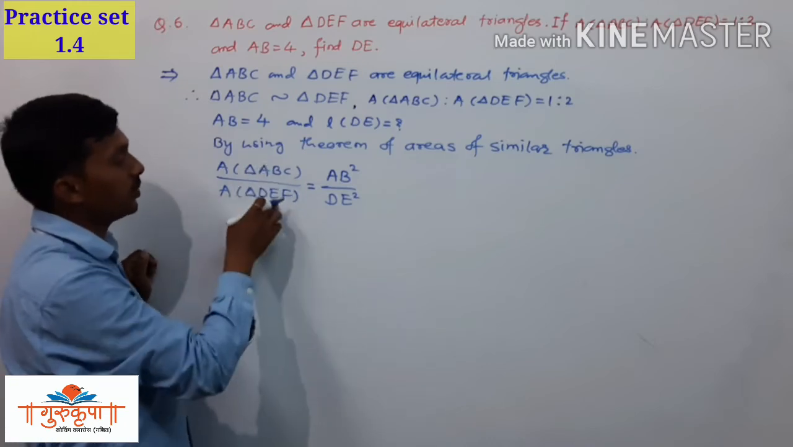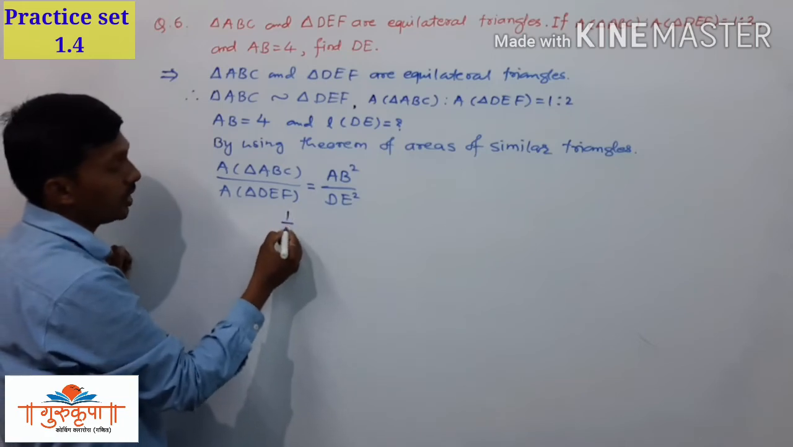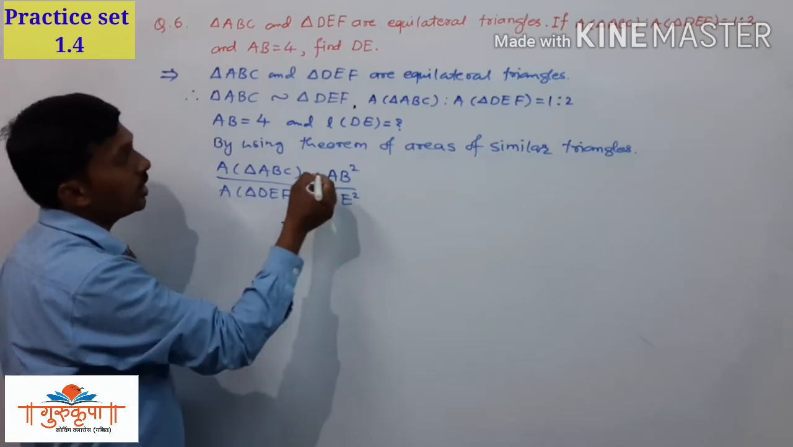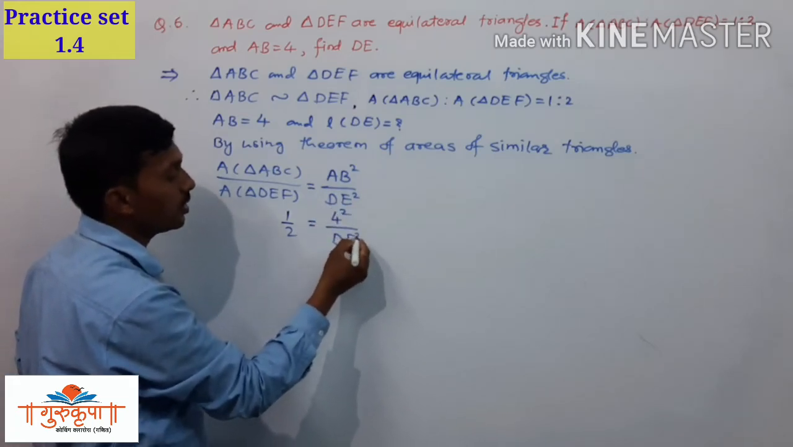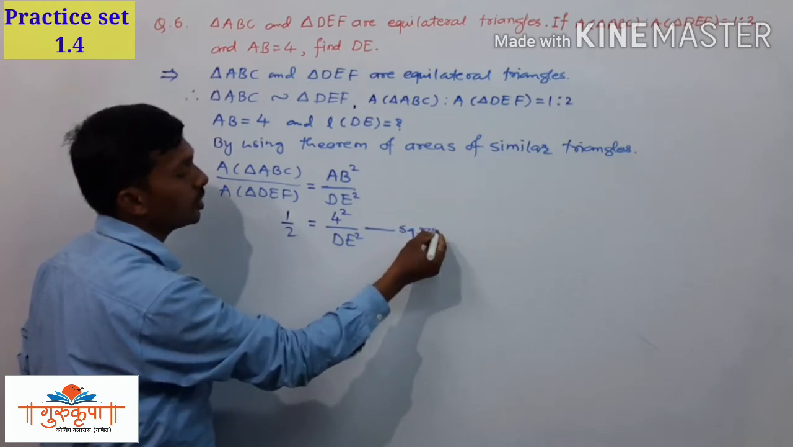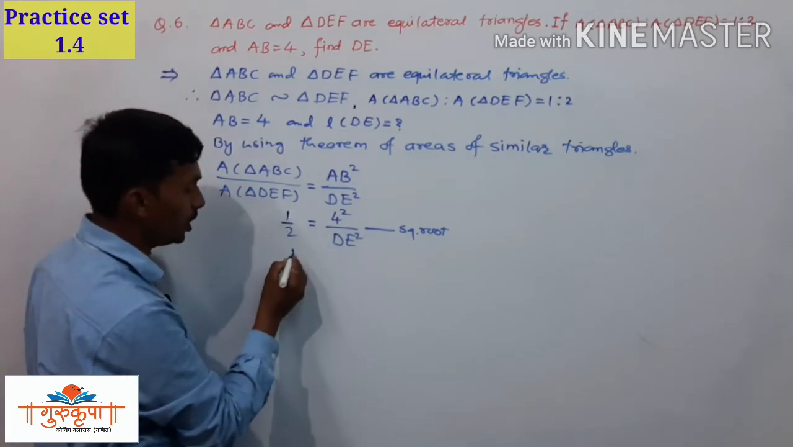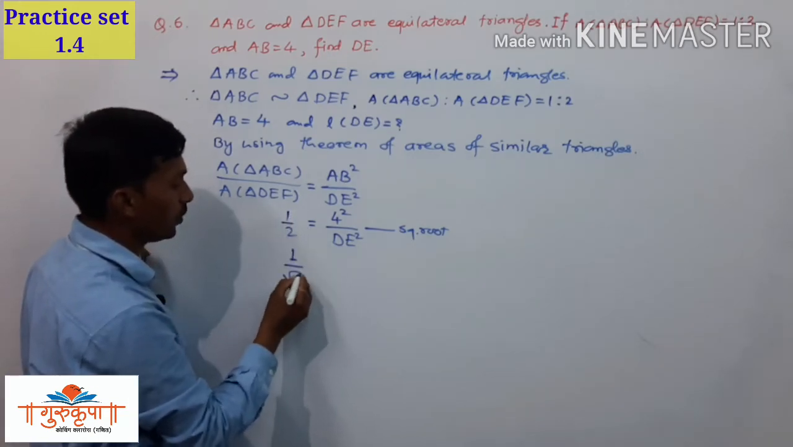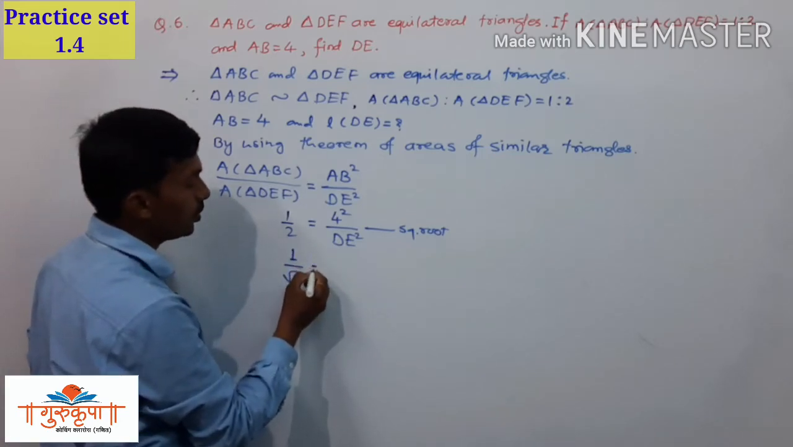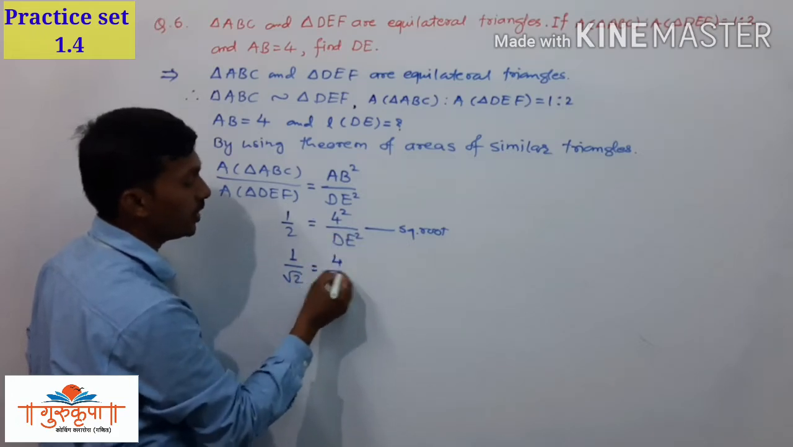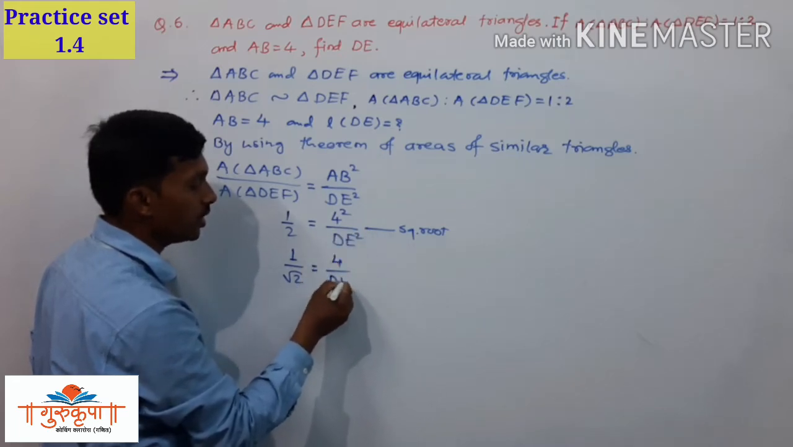Now put the values. Area of triangle ABC upon area of triangle DEF is given as 1:2. So here we can write 1/2 is equal to AB, which is given as 4, so 4 square upon DE square. Taking square root of both the sides, square root of 1 is 1, upon square root of 2, which is not possible to simplify, so we write root 2. Here we have 4 square and its square root is 4 only. Here we have DE square and the square root of DE square is DE only.